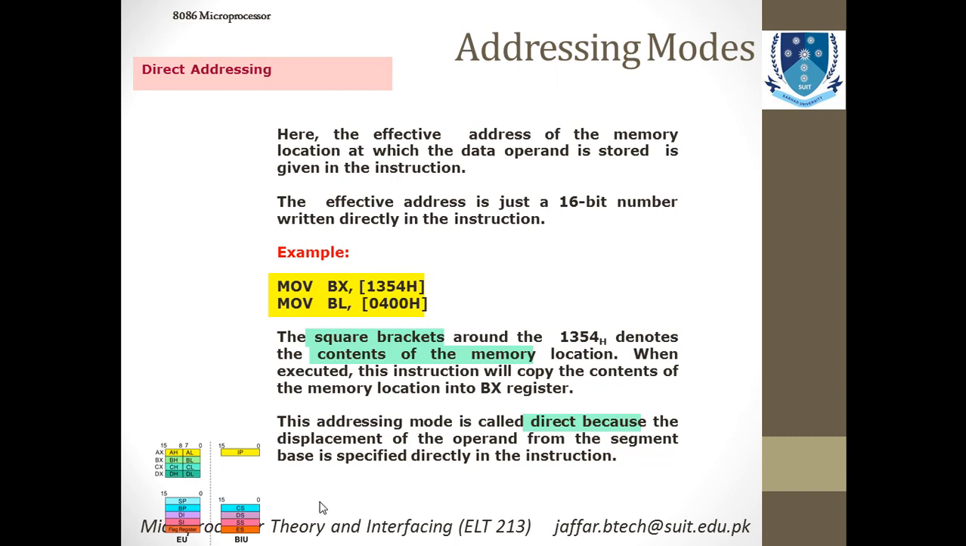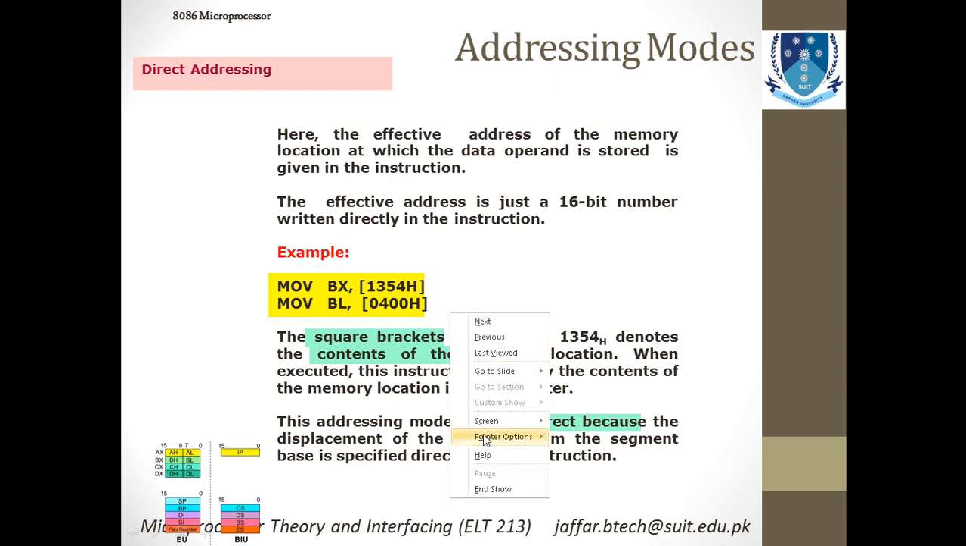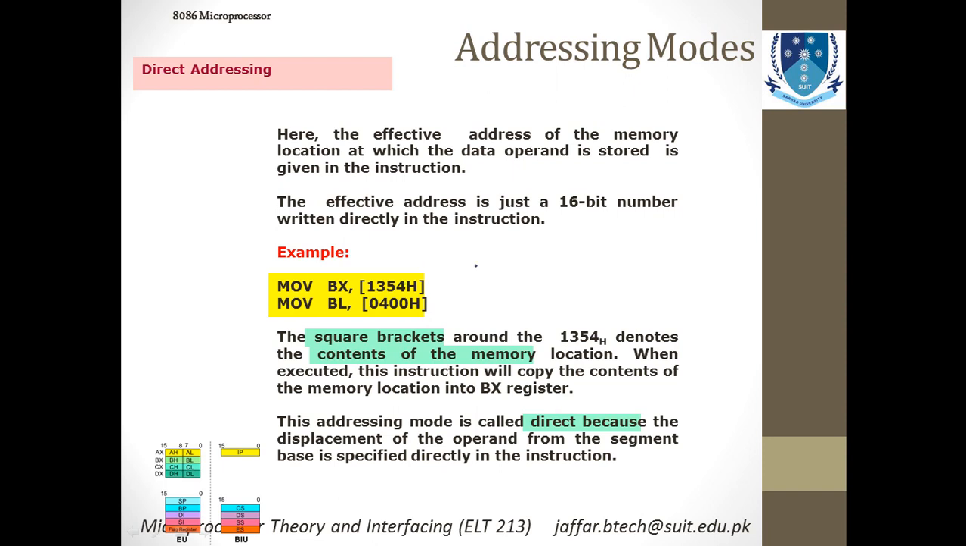So you see this MOV BX instruction, and this is direct addressing where you use these brackets. The square brackets around 1354 denote that it is the contents of the memory location. So you have to give the information about a specific location into a given register.